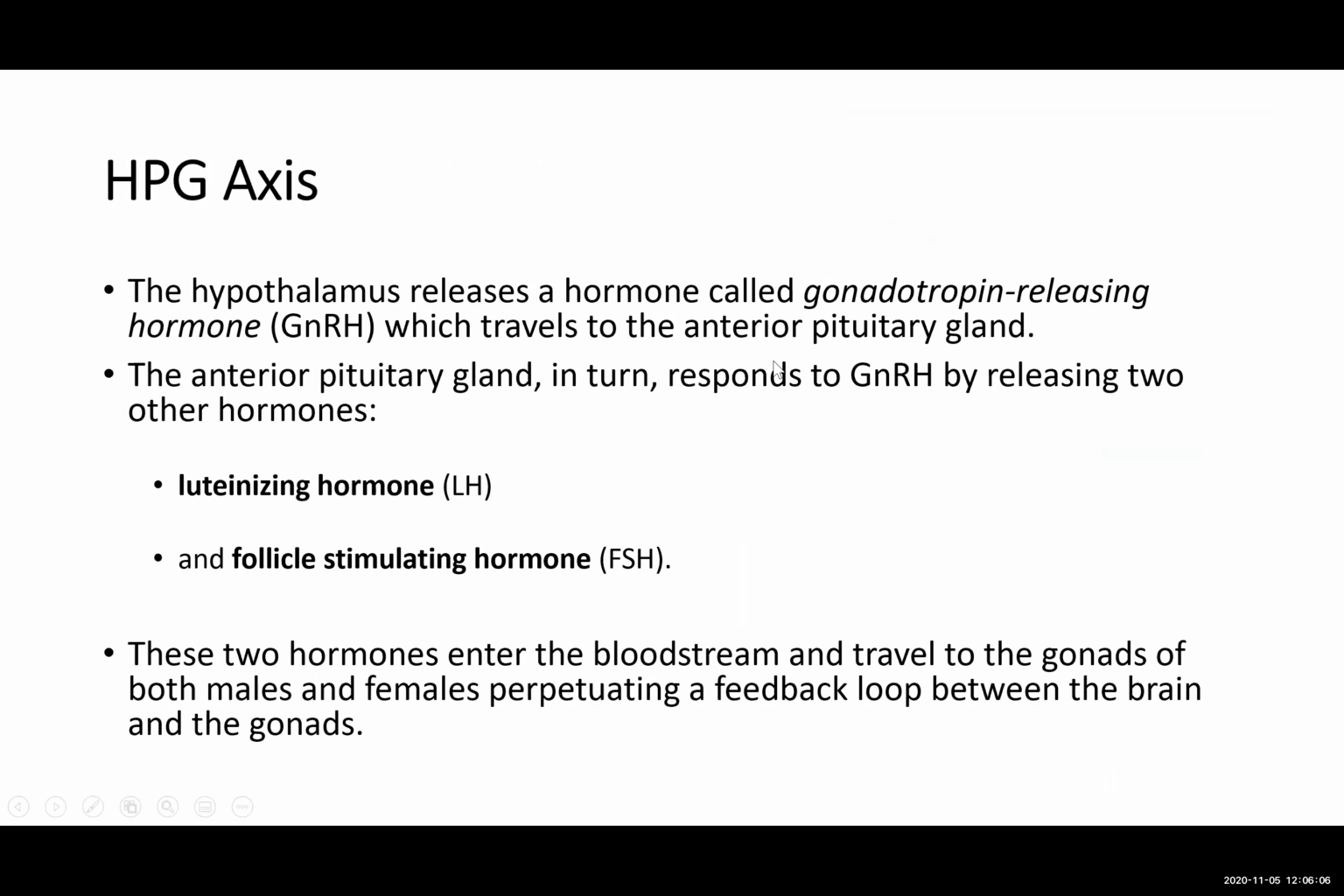Now, the hypothalamus will release a hormone known as gonadotropin releasing hormone, or GnRH, which communicates with the anterior pituitary gland here. In response to the GnRH, the pituitary will release two hormones. It will release luteinizing hormone, or LH, and follicular stimulating hormone, or FSH. It sends these hormones into the bloodstream, which then travel down to the gonad in both the males and the females.